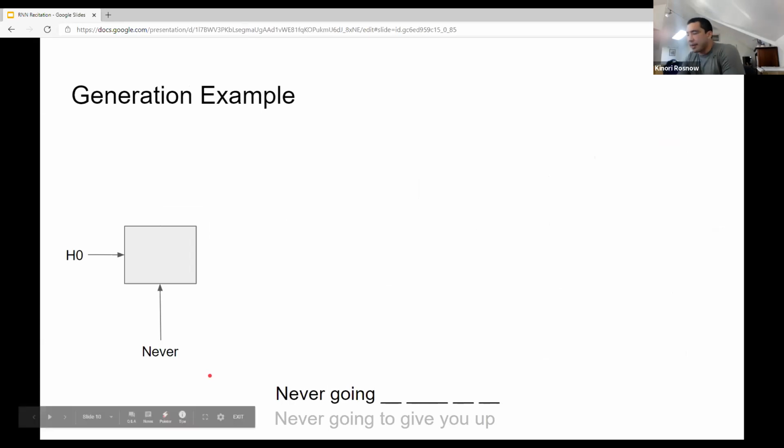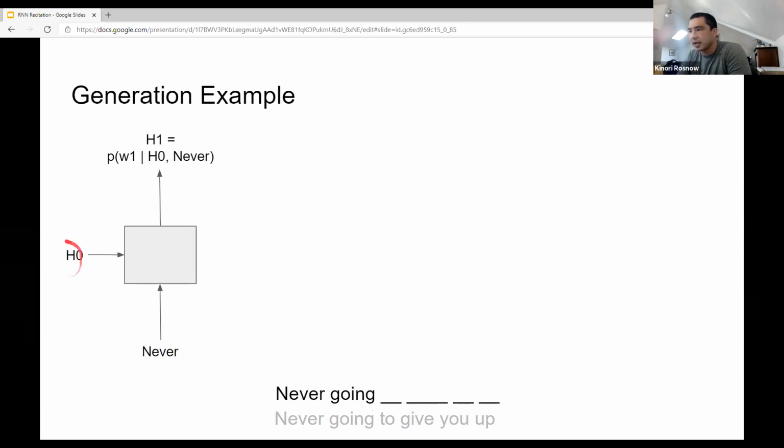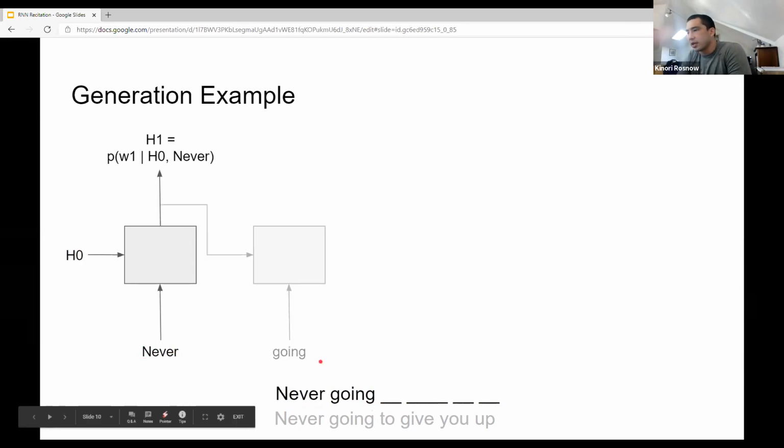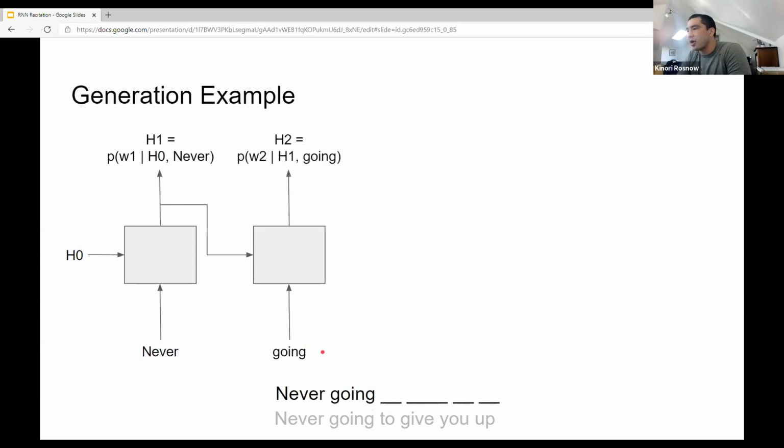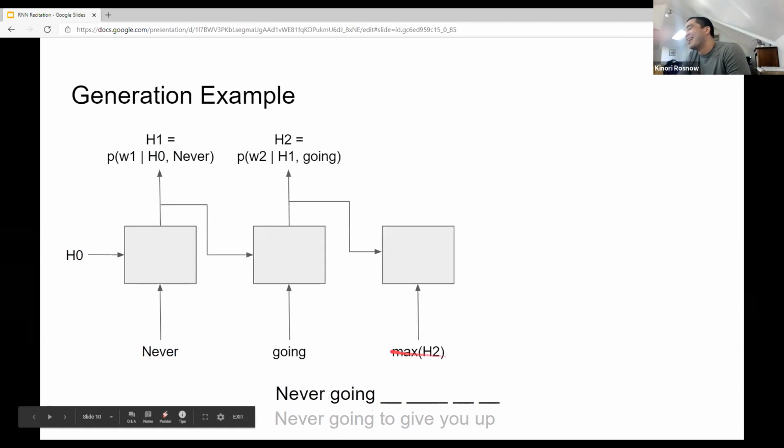So let's talk about a generation example. Generation is when we try to continue the sequence as we go, where we're not going to stop at just the first prediction. So given the first word and the initialized hidden state, it produces its probability, then it's going to take in the next word, and then pass it in. Oh, I should have hidden this.